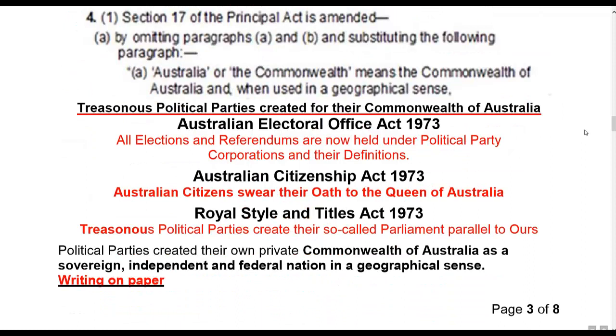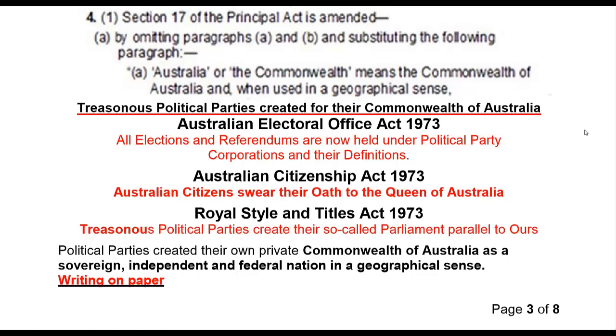Australian Electoral Act of 1973. All elections and referendums are now held under political party corporations and their definitions. That being under the Electoral Act, all your elections today can mean absolutely nothing from 1973 forward. You don't have a Governor General for a start to write the writ. He's just a treasonous, traitorous piece of shit. You've got these Electoral Act, all elections, especially your main referendums, they don't take any notice of us in any way, shape or form. We are just an abstract entity in their system.